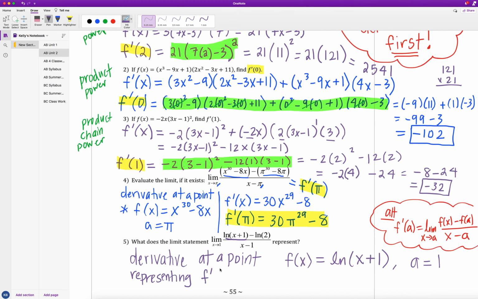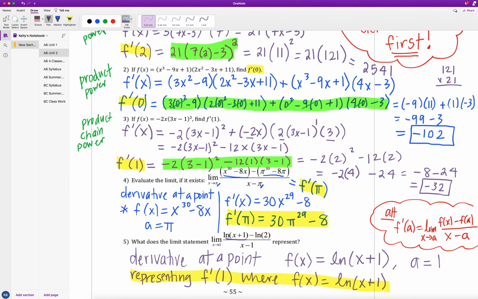So this is representing f prime of 1, I'm just going to write pi from the prior example, f prime of 1, where f of x is equal to that natural log of x plus 1. So this limit is really equal to f prime of 1, where f of x is equal to this natural log of x plus 1. That's what this limit statement is representing, and that would be our answer there. And the reason it's f prime of 1 is because our a value here is 1.